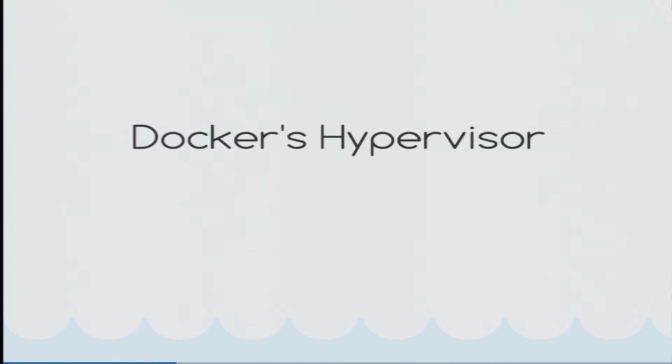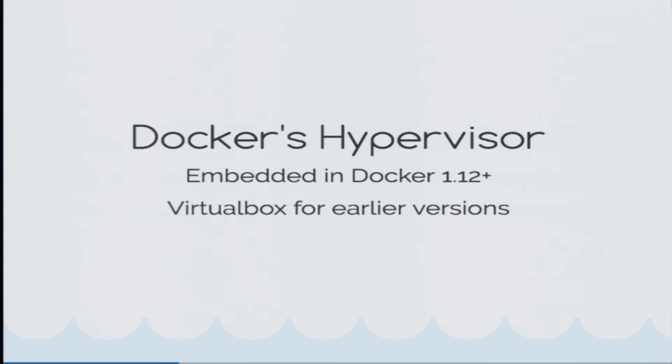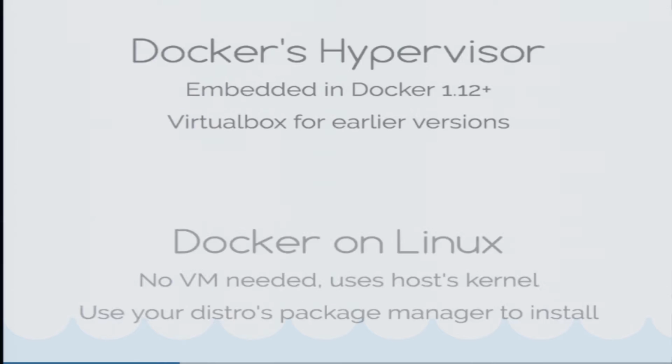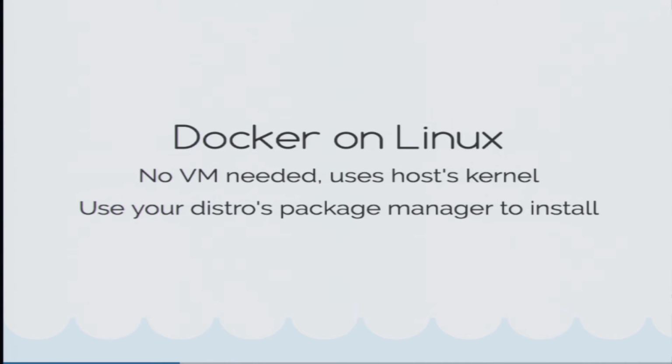Okay. Docker's hypervisor in 1.12 is embedded. It's an open source product called HyperKit on Mac OS or Hyper-V on Windows. On an earlier version, it uses a VirtualBox VM. If you're on Linux, like me and Mr. David Sopak over there, you don't need a VM because it's just going to use your host's Linux kernel. You don't need a special installer, just use your distribution's package manager to install.